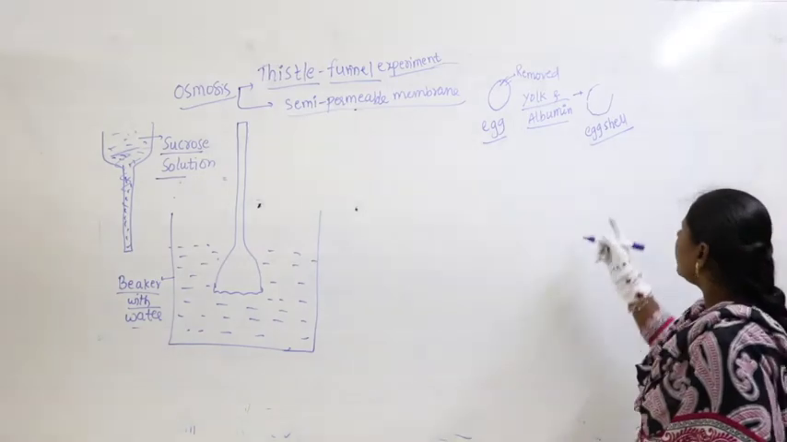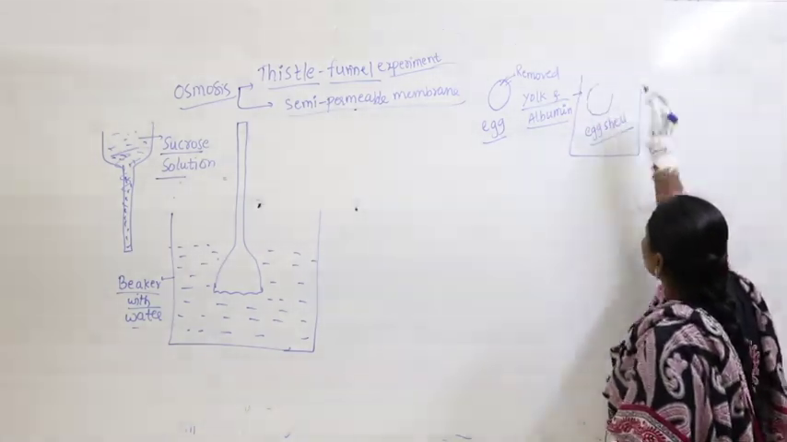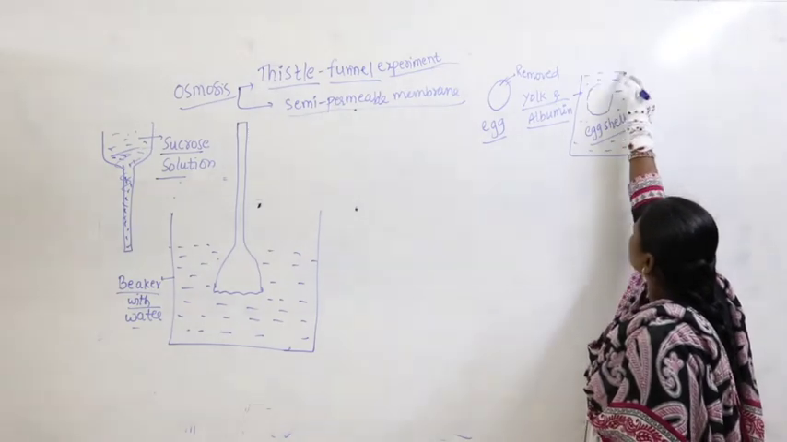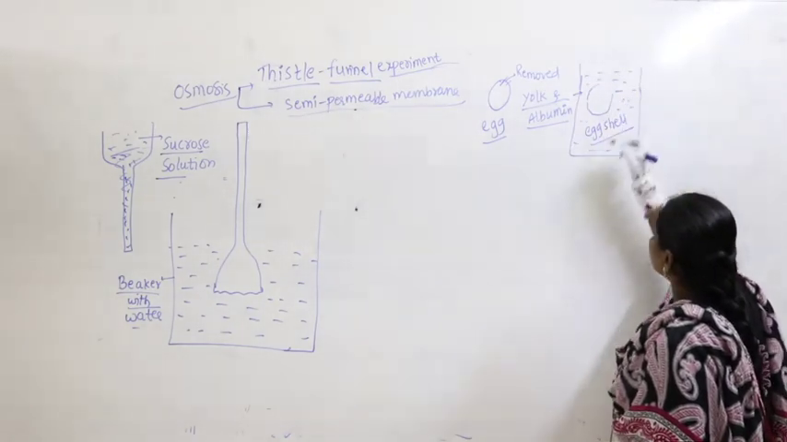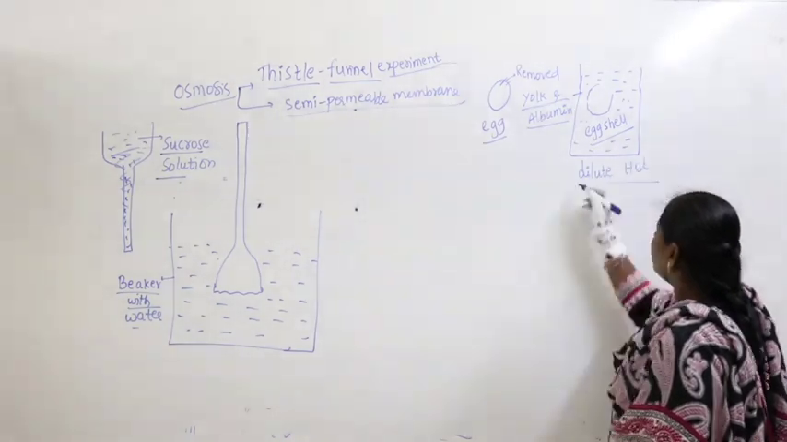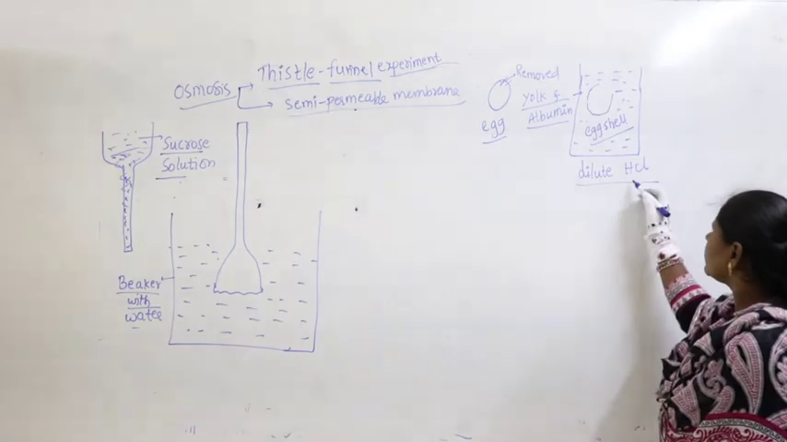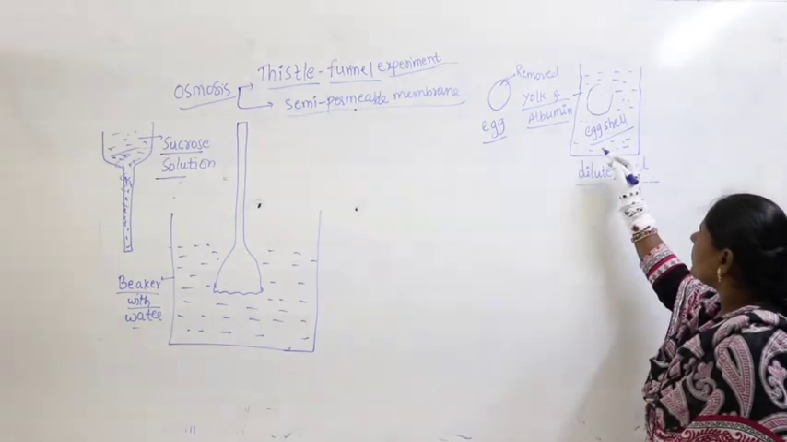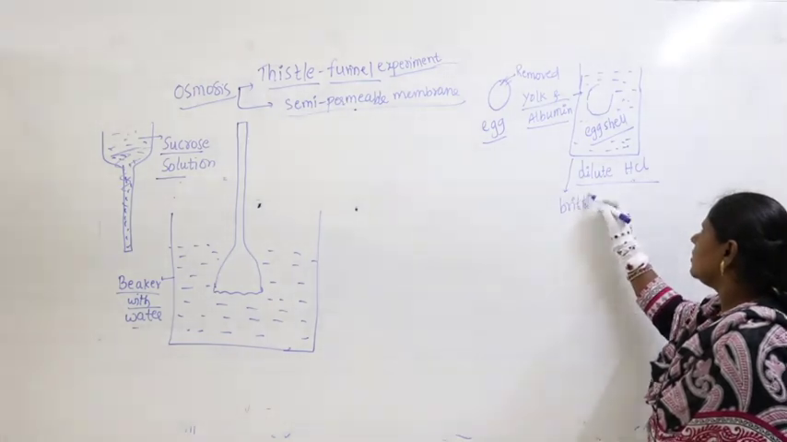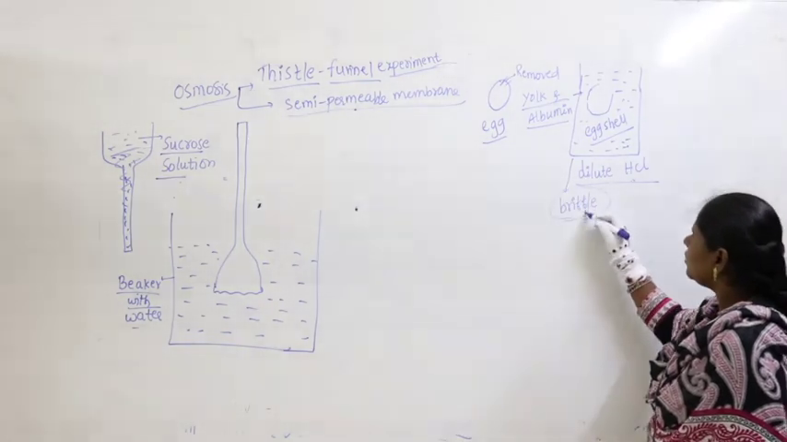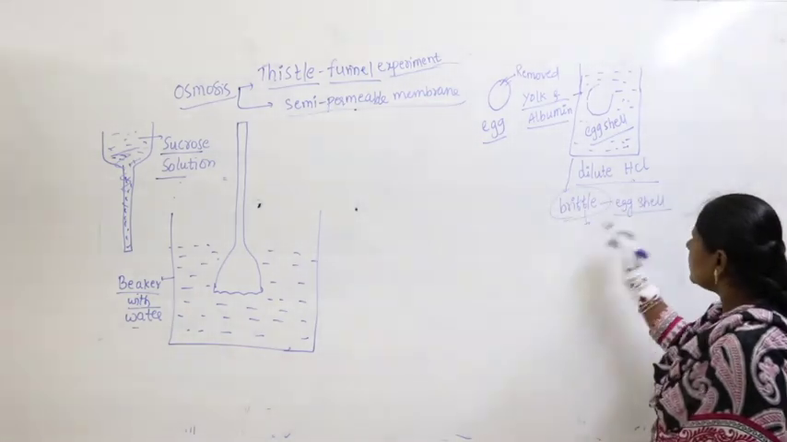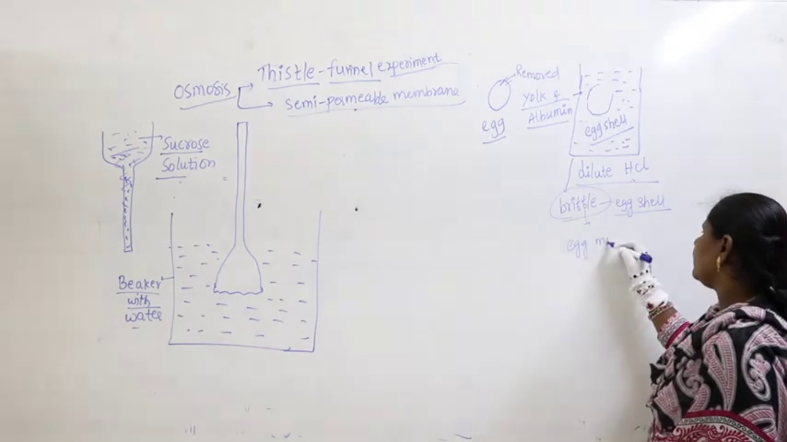Now they kept that eggshell in a beaker containing dilute HCl. What is HCl? Hydrochloric acid solution. When they kept the eggshell in this HCl, it became a little brittle, and that is used as the egg membrane. The eggshell is used as an egg membrane.